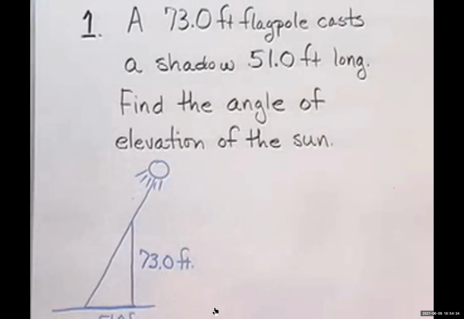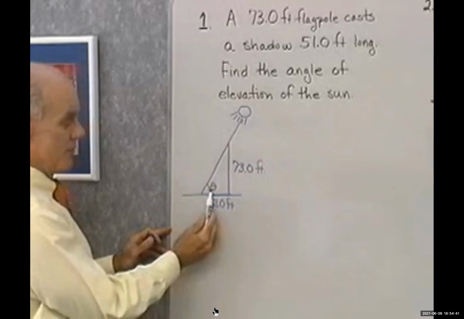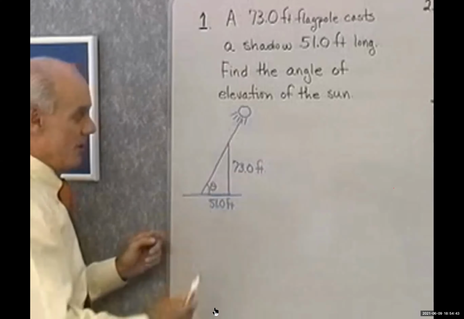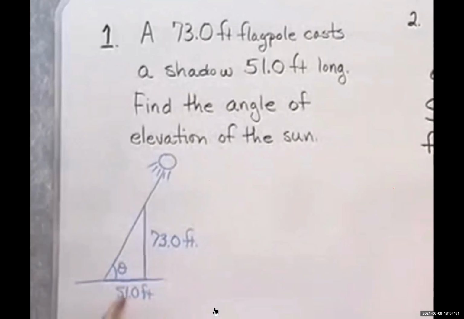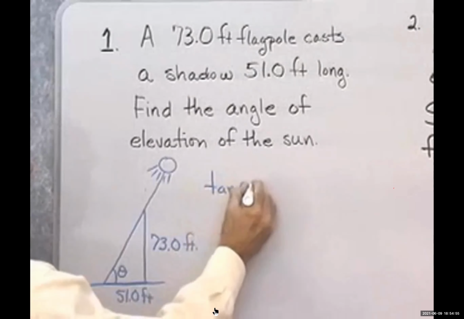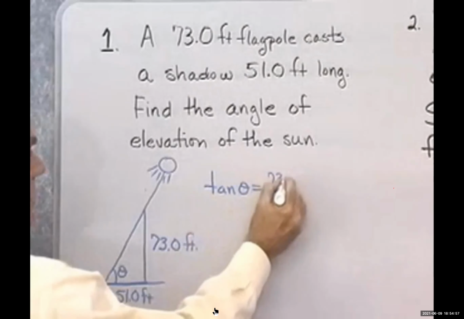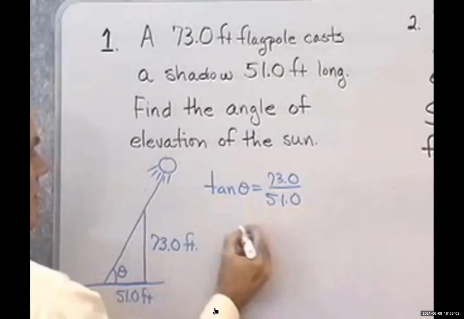Now we want to find the angle of elevation of the sun, so I'm going to put that in as theta right here. So the trigonometric function that relates this angle theta, this side and this side, is the tangent function, because the tangent of theta is the opposite divided by the adjacent. So I'm going to write this relationship this way. The tangent of theta is 73.0 divided by 51.0.